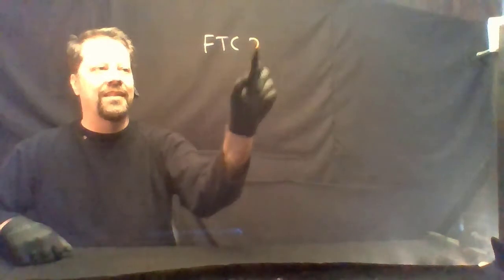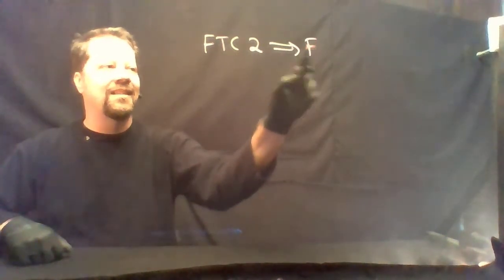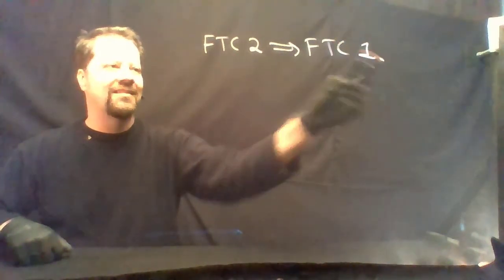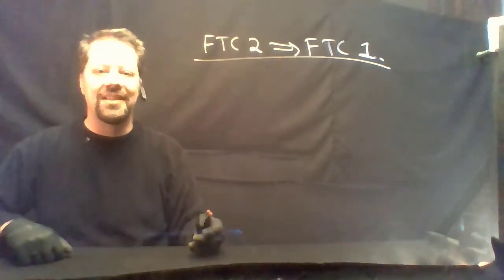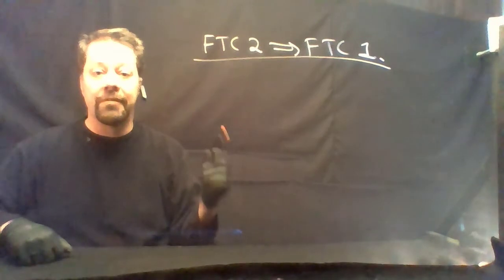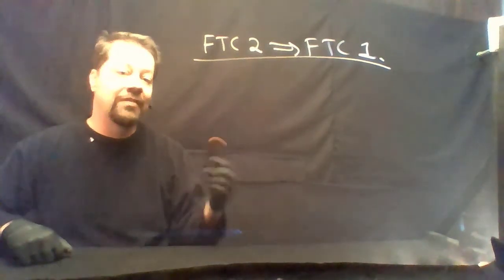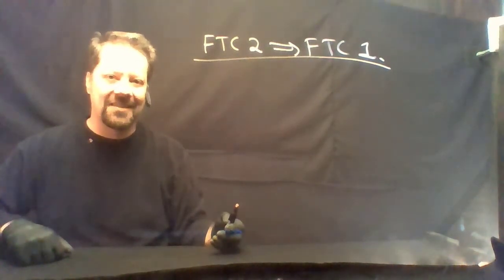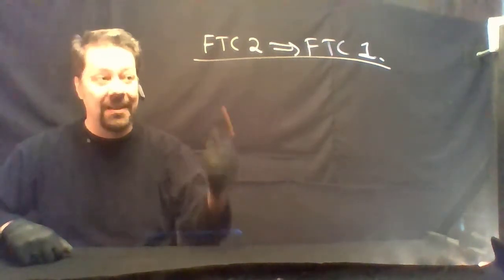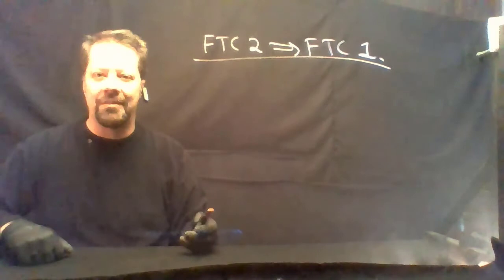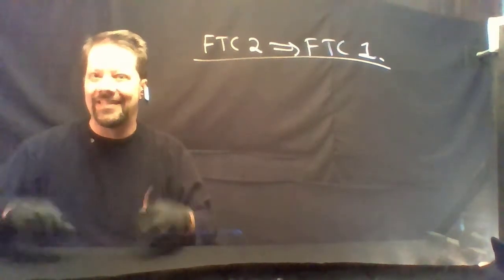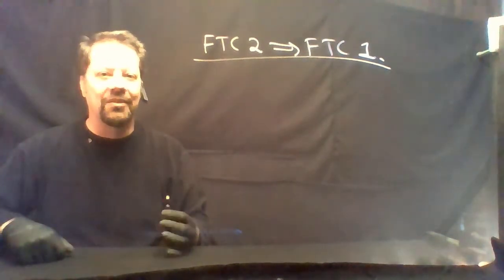Let's prove that FTC2 implies FTC1. That will complete our proof of the equivalence of these two. We just used the first fundamental theorem of calculus to prove the second fundamental theorem of calculus. Let's see if we can use the second fundamental theorem of calculus to prove the first fundamental theorem of calculus, and so they'll imply each other. They'll be logically equivalent.